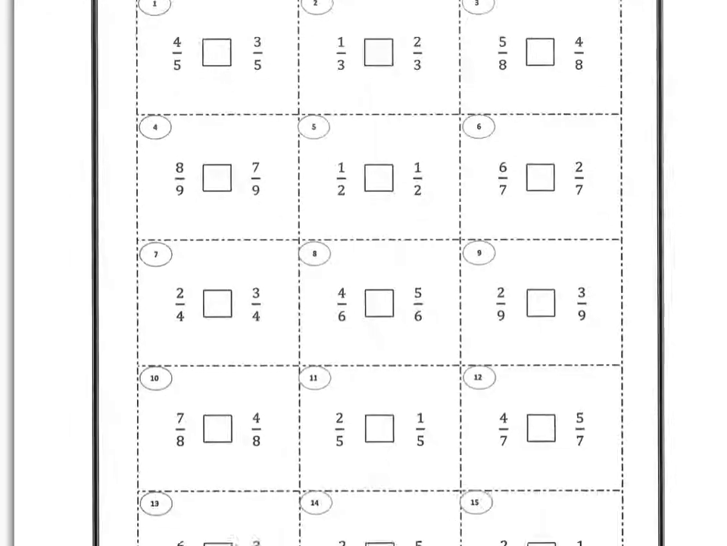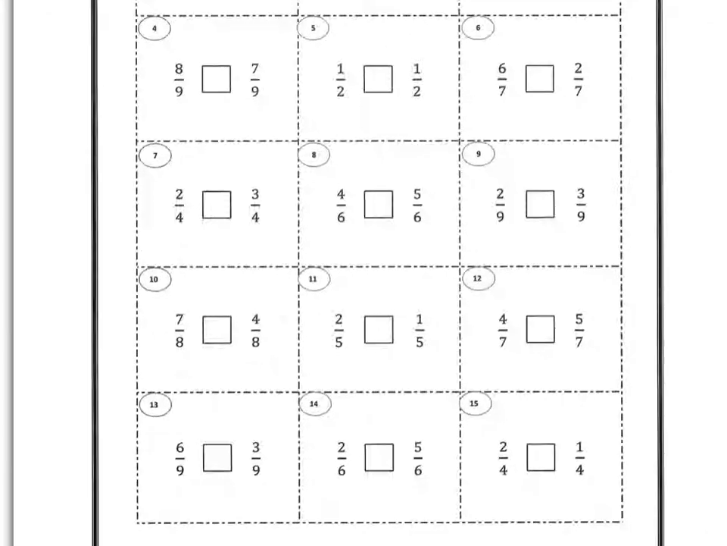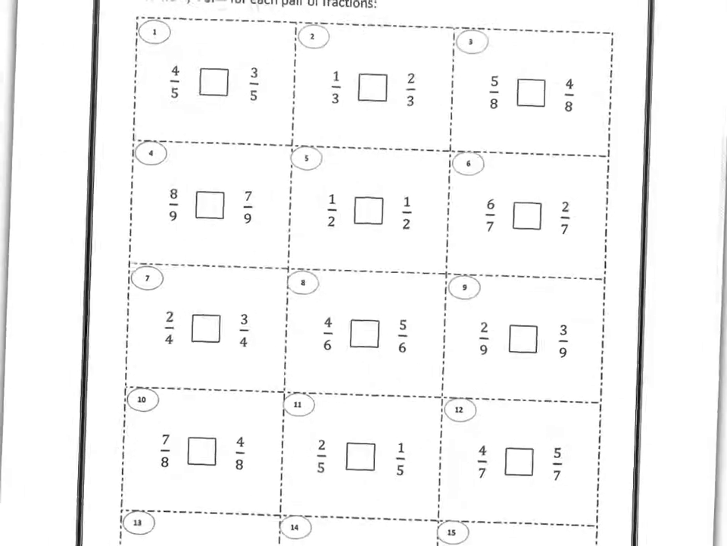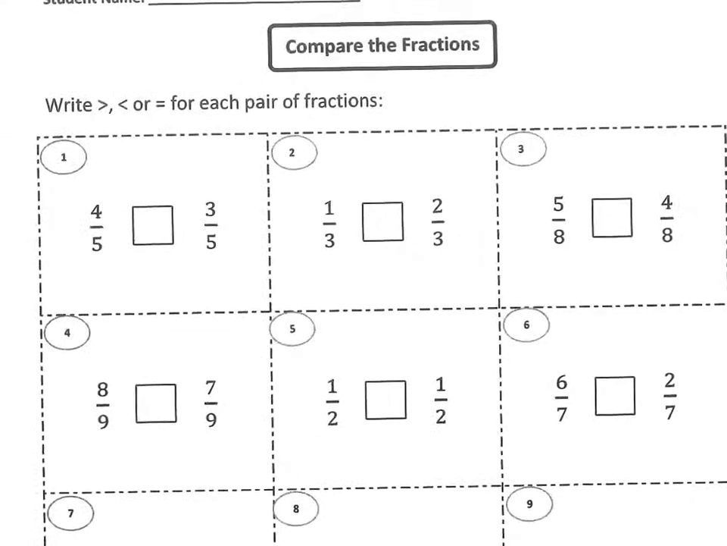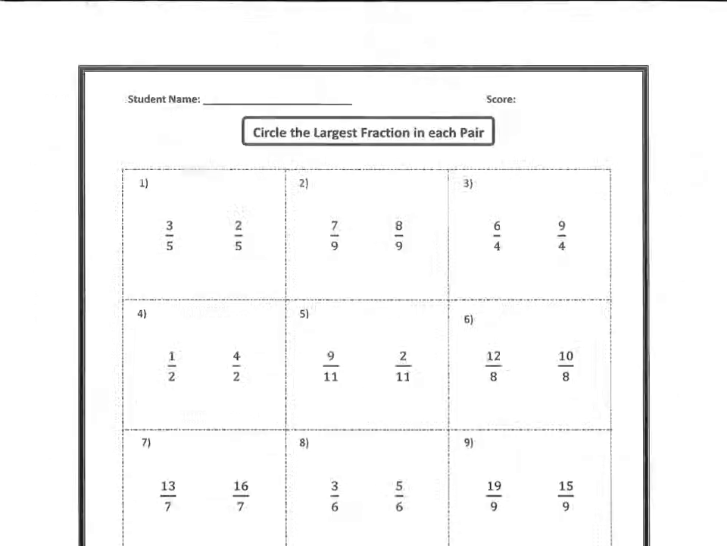And then page 37, you no longer have pictures, so you kind of have to figure out which one's bigger. Now, I will point out that on this whole page, every problem has the same denominator. So that means each pie is cut into the same number of pieces. So 4/5 should be the bigger number, right? 4 pieces of pie is going to be bigger than 3 pieces of pie.